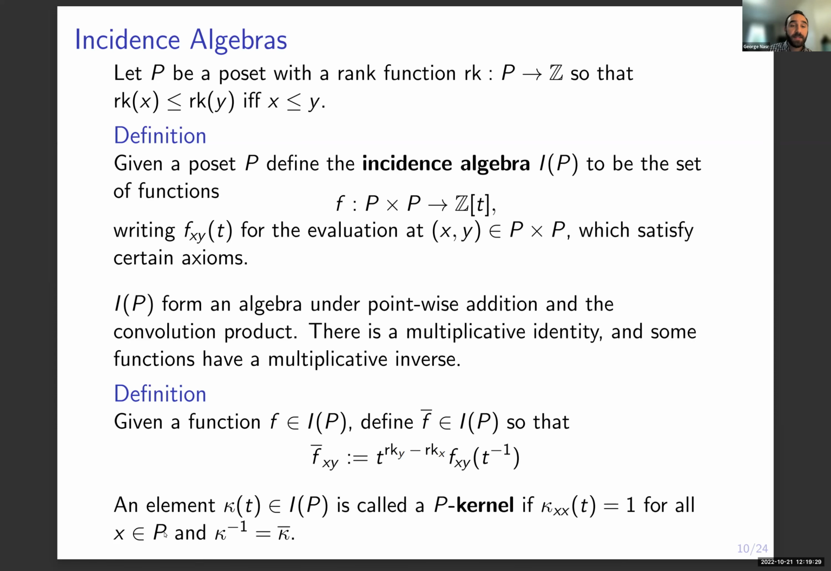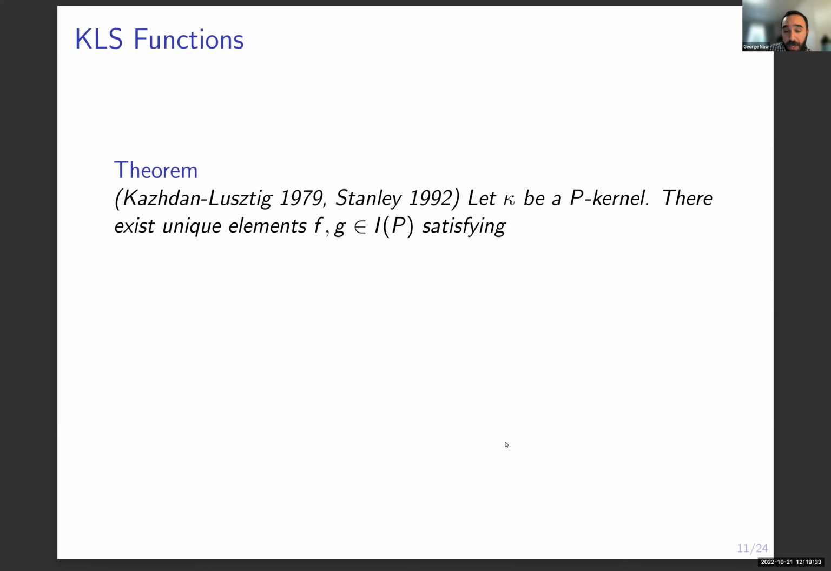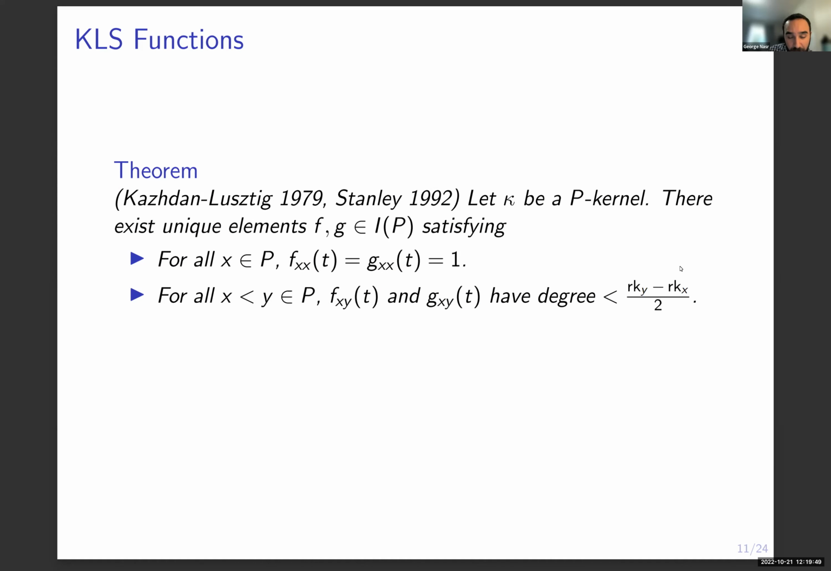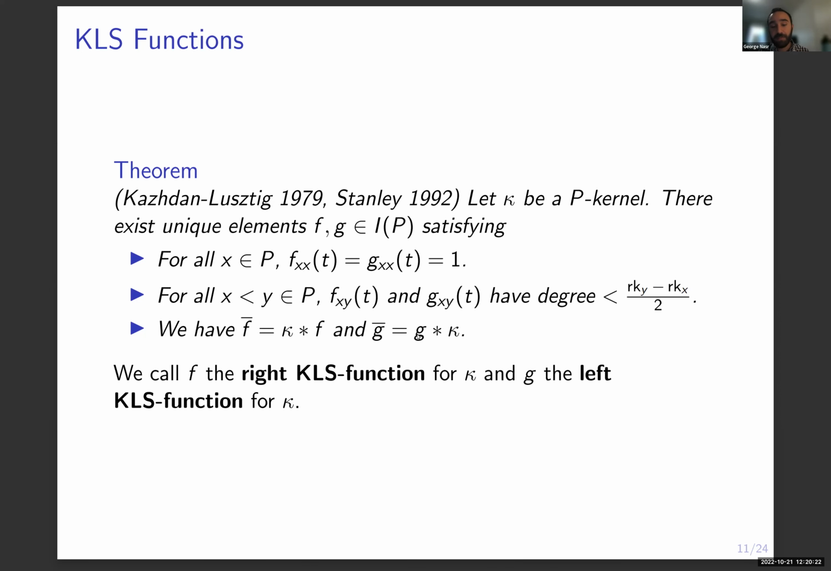And with the p-kernels, we get this very interesting theorem. So given a p-kernel kappa, we can find unique elements f and g of the incidence algebra satisfying the following conditions. For all x, we have the same condition that f xx and g xx equal 1. For every x less than y, the polynomials indexed by xy have degree smaller than the rank of y minus the rank of x, divided by 2. And finally, the barred version of f is kappa times f, and the barred version of g is g times kappa, where this multiplication is that convolution product, which I didn't explicitly define for you. And so since we're multiplying f on the right and g on the left, we're going to call f the right KLS function for kappa, and likewise g the left KLS function for kappa.